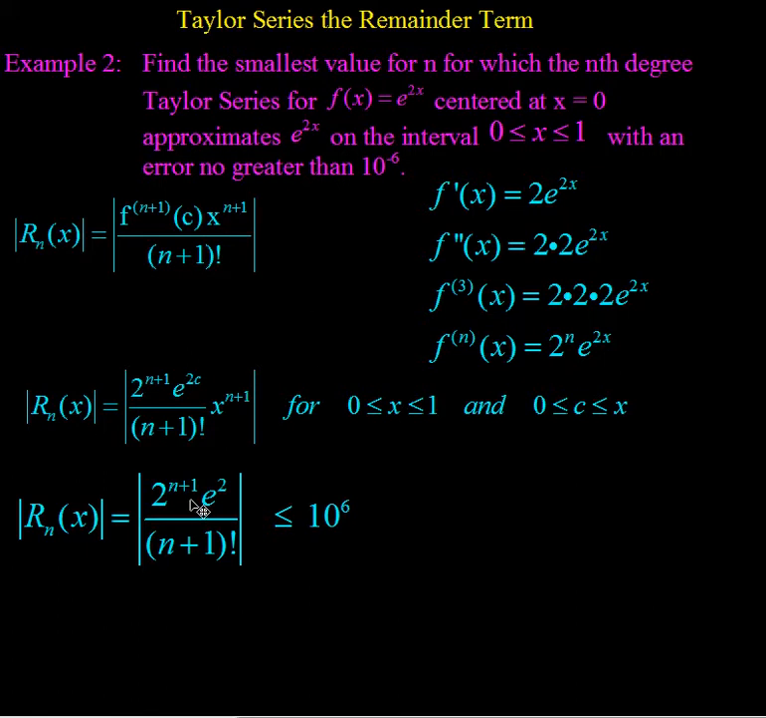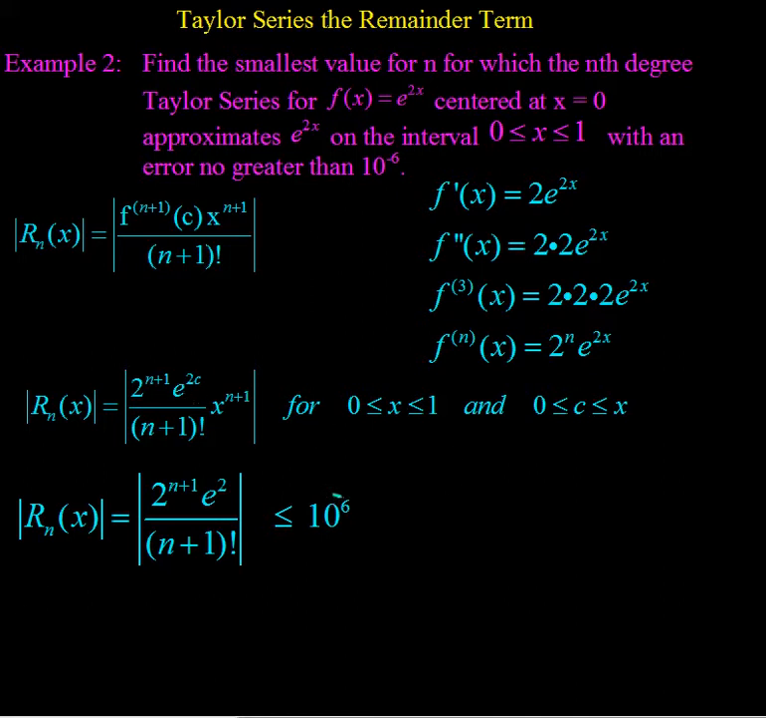So when we plug that in, we end up with the maximized remainder. I made this one a little larger because we're going to be working with it. So we get 2 to the n plus 1 e squared over n plus 1 factorial. And remember, the question asked us to find the value of n that will make this remainder less than or equal to 10 to the negative 6. So let's fix that right here. So 10 to the negative 6. Okay, so 10 to the negative 6.